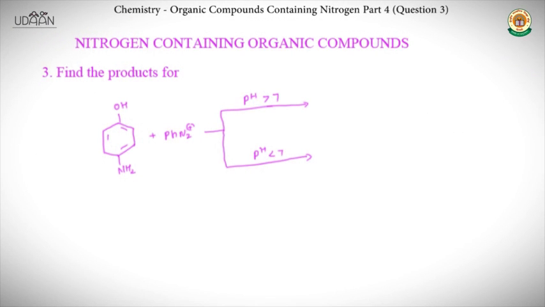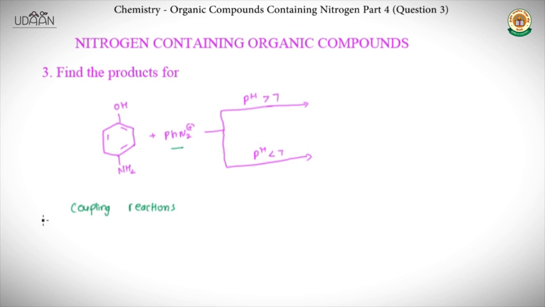Now let us try to solve the third question, where we are asked to find the products for the given reaction. In the reaction we have a benzene ring with OH and NH2 parallel to each other, and you have treated that with PhN2+ under two conditions, where in one condition we have pH greater than 7 and in the other condition we have pH less than 7. Now to solve this question, you must know the coupling reaction. That is coupling reactions. Now as you can see here, you are using the electrophile as PhN2+. Now let us see how it is formed.